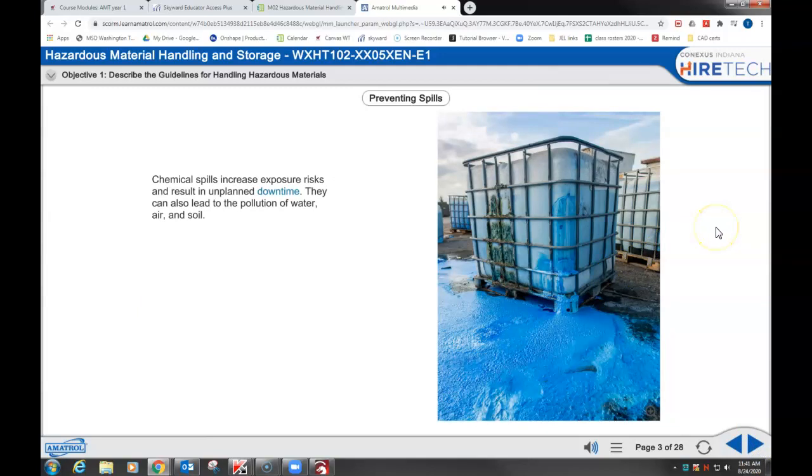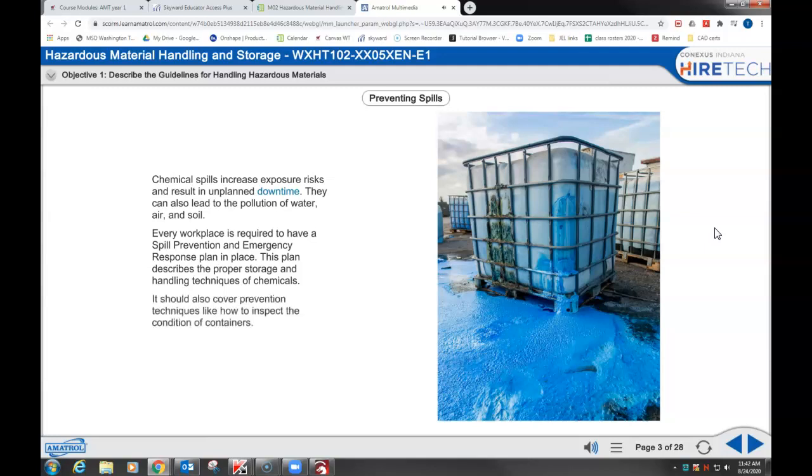Chemical spills increase exposure risks and result in unplanned downtime. They can also lead to the pollution of water, air, and soil. Every workplace is required to have a spill prevention and emergency response plan in place. This plan describes the proper storage and handling techniques of chemicals. It should also cover prevention techniques like how to inspect the condition of containers.